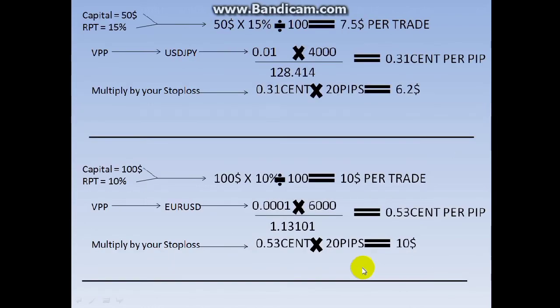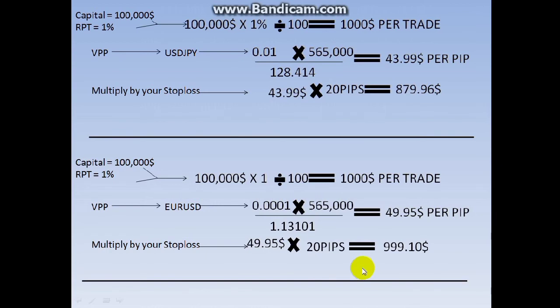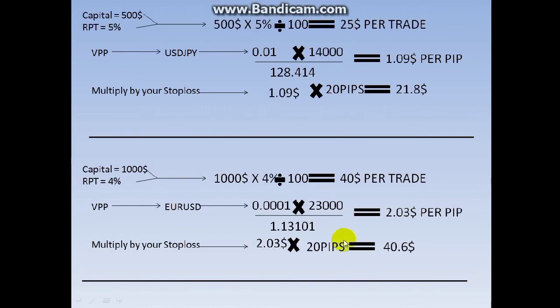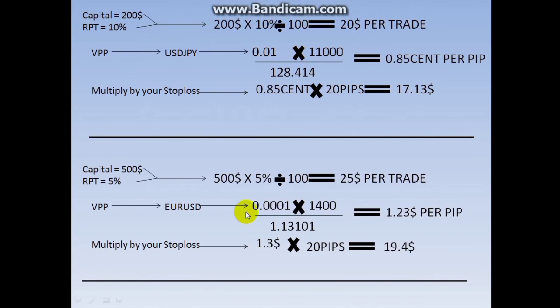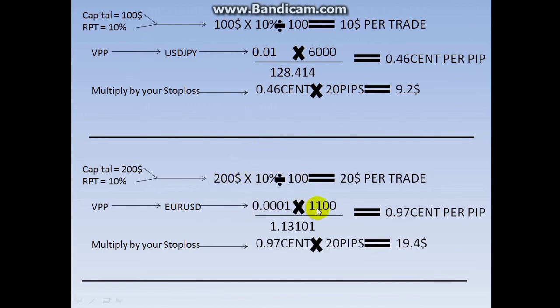That's how you arrive at this figure. Actually it's corrected here, but I made a mistake here. It ought to be 11,000, not 1,100. So if we were having 0.012, you add the figure that represents the mini lot size and the one that represents the micro lot size, you add both together. That will give you the figure you will use here.